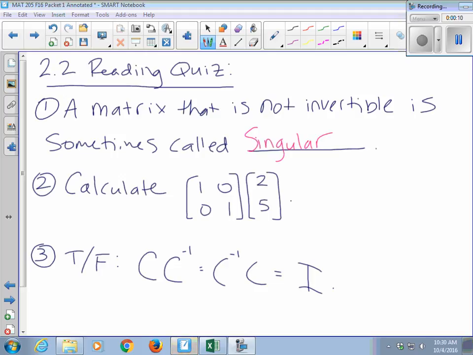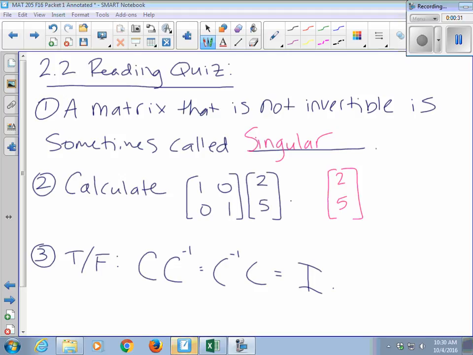What's the identity matrix times anything? Anything, yeah. So [1 0; 0 1] times [2; 5] should be [2; 5]. You have 1 0, lay it on top of the 2 5, 1 times 2 plus 0 times 5 gives you the 2. And then 0 1 on top of the 2 5, 0 times 2 plus 1 times 5 gives you the 5.